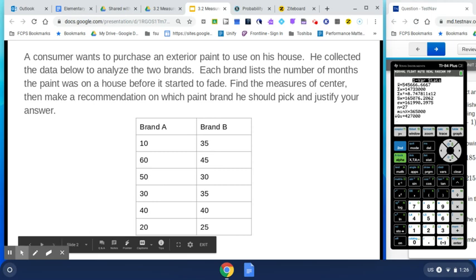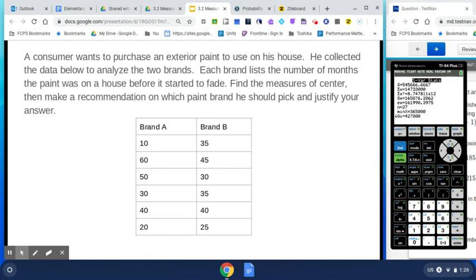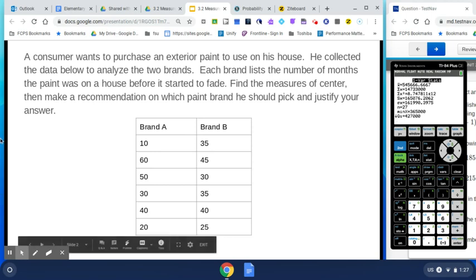Again, before we move on with today's lesson, I'd like you guys to take a look at this scenario. A consumer wants to purchase exterior paint to repaint his house. So he collected some data on 2 brands of paint. These numbers are representing the number of months the paint was on a house before it started to fade. Go ahead and find the measures of center for each brand, and then think about what recommendation you would give this consumer as to which brand of paint he should pick, and think about why he should pick that particular brand of paint. Pause the video here and then unpause to hear the discussion.